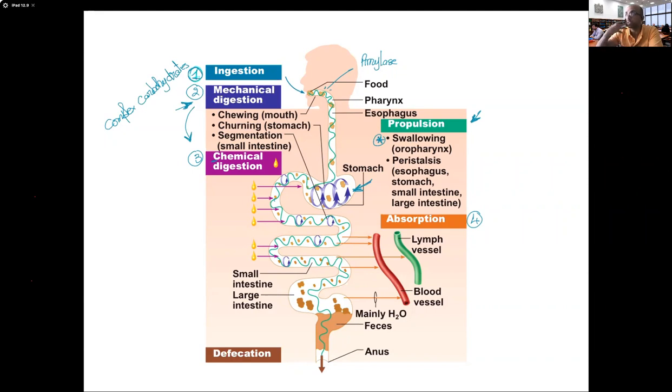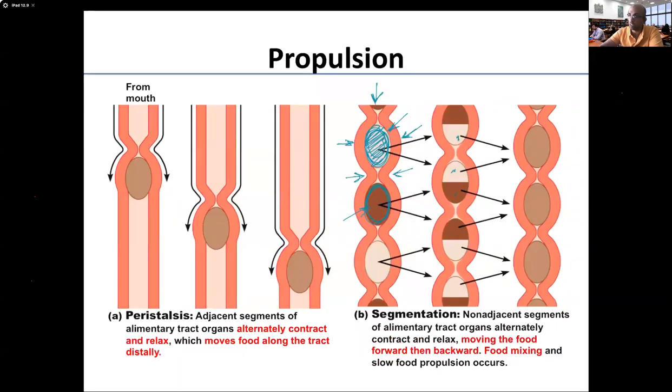Swallow the food. This is a type of propulsion. And then you're going to keep this food moving along your esophagus, stomach, small intestine and large intestine by a type of propulsion that we call peristalsis. So you see on here how peristalsis is going to be performed. You perform a constriction behind the food bolus, the food particle, and a relaxation in front of the food bolus.